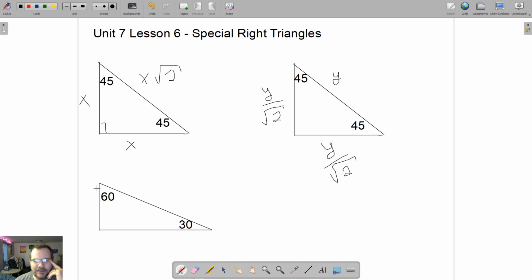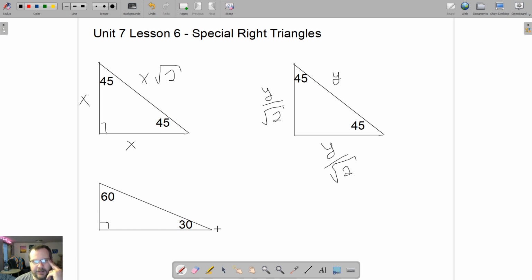The last version is 30, 60, 90. So in 30, 60, 90, the longest side is opposite the biggest angle, which is 90. So the longest side is the hypotenuse. The next longest side is opposite the next biggest angle, which is the 60 degrees. And the shortest side is opposite the smallest angle, which is 30.